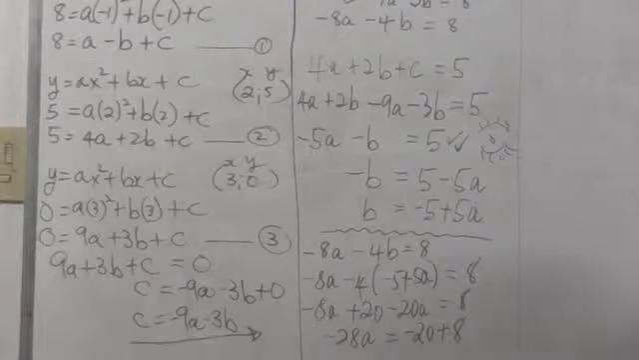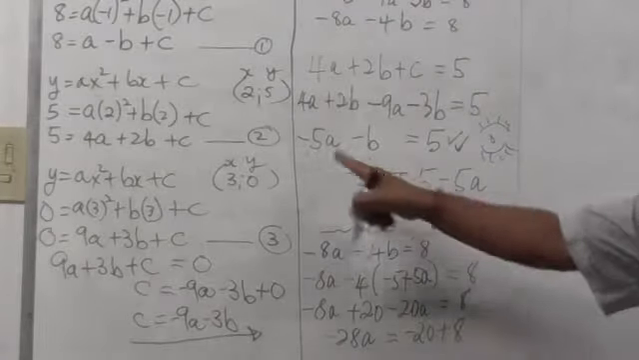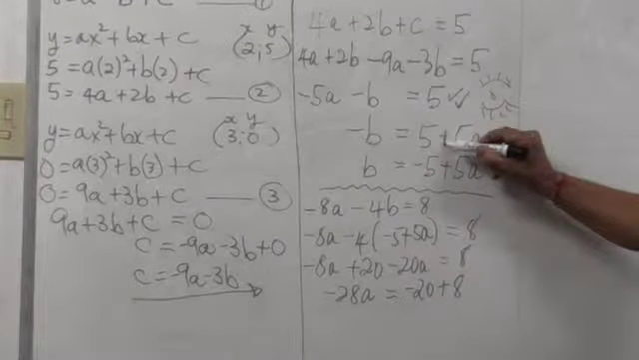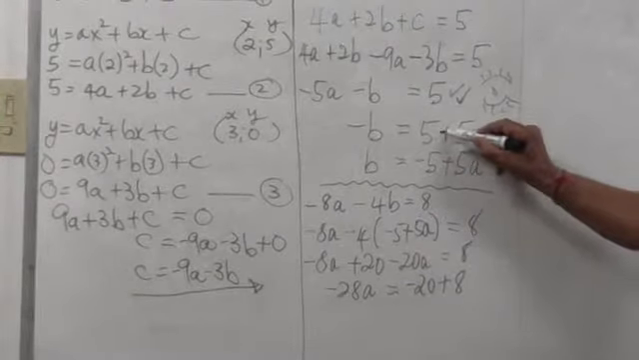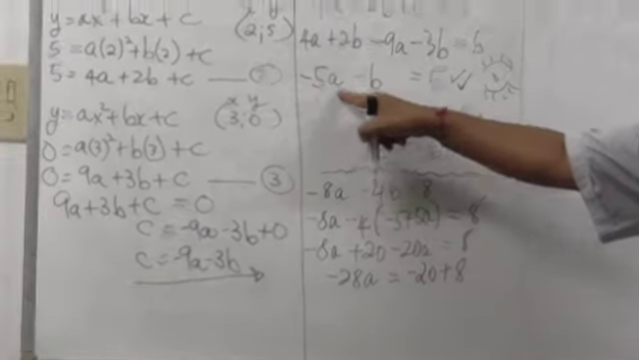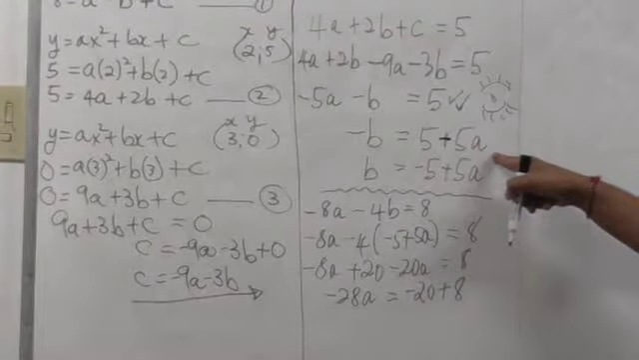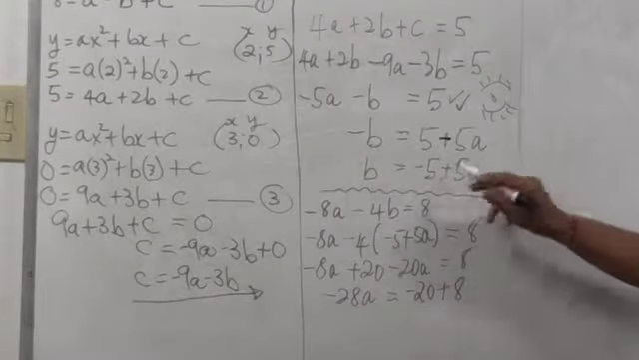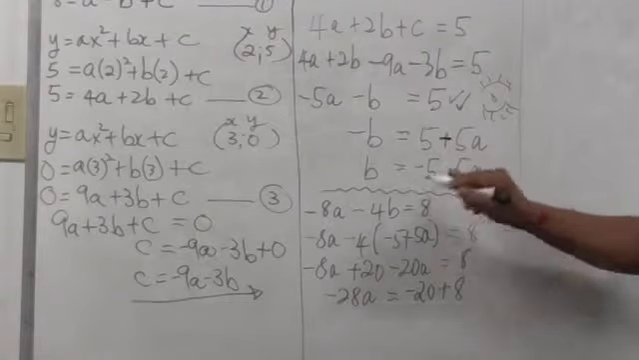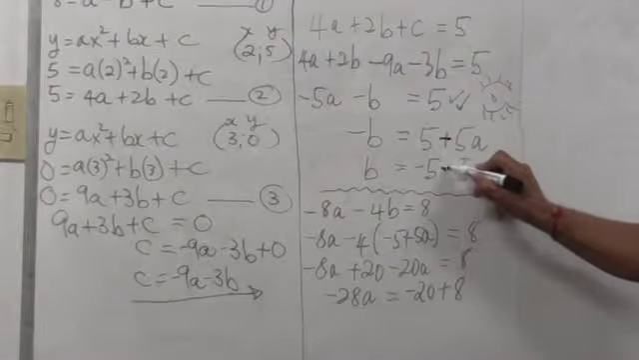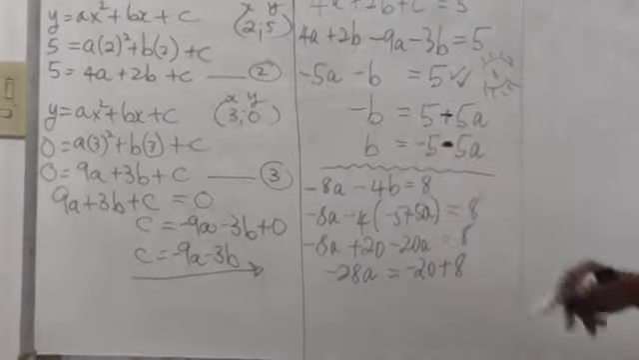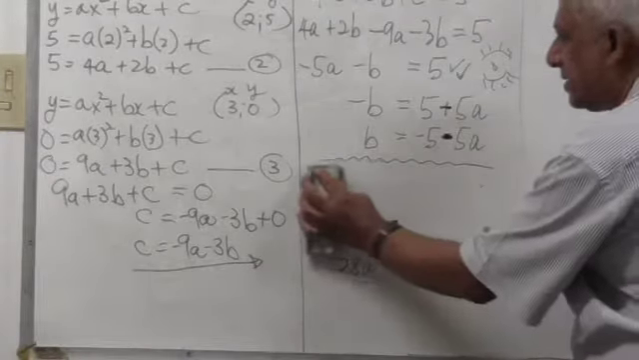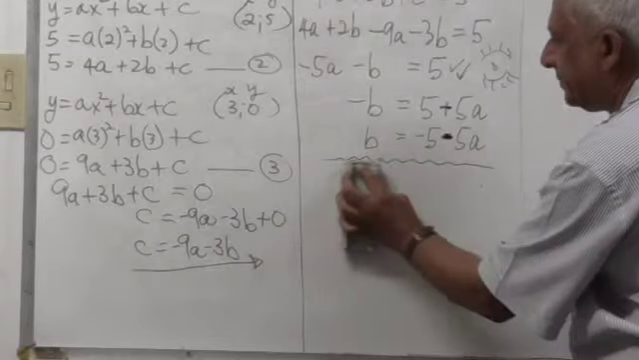But the mistake is here. When I brought that minus 5a on this side, it's supposed to be plus 5a. So minus b is equal to that. So b is equal to minus 5 minus 5a. So that is where the mistake was. So we found the error.